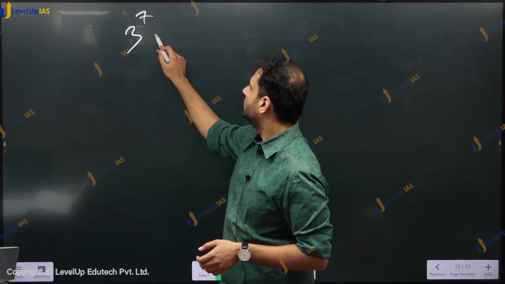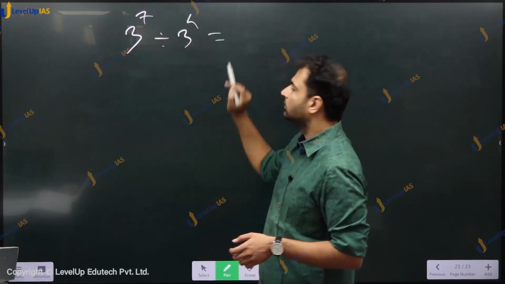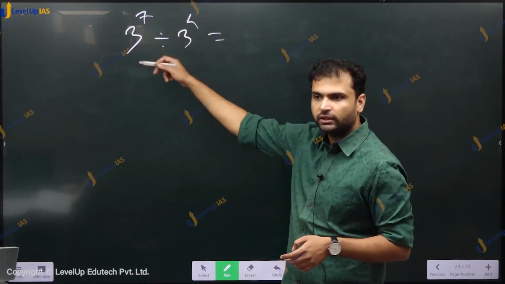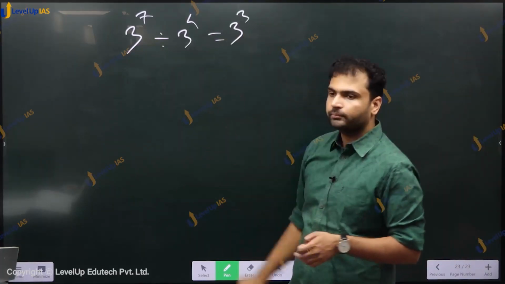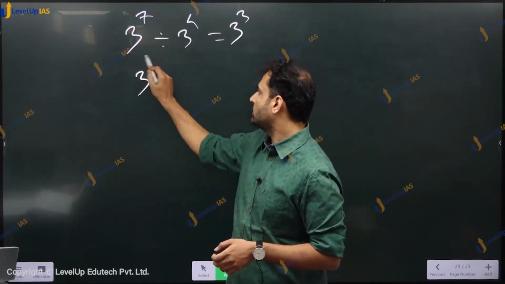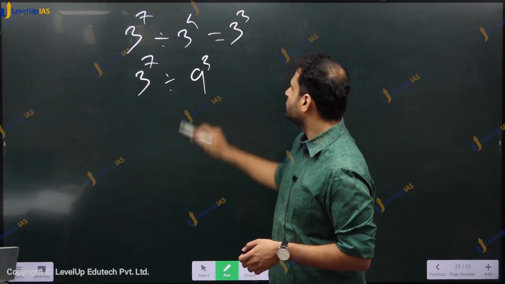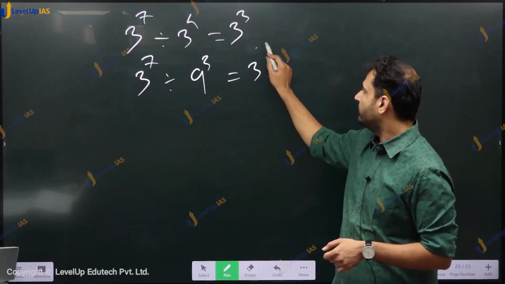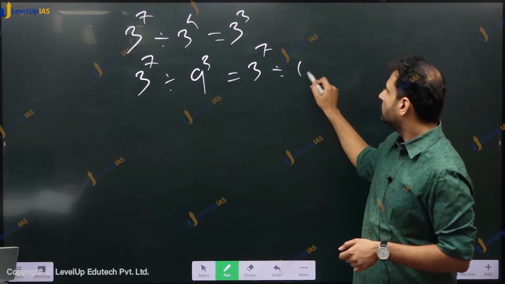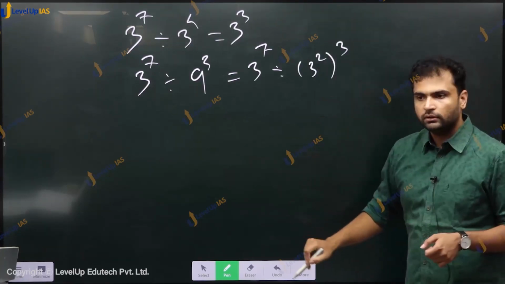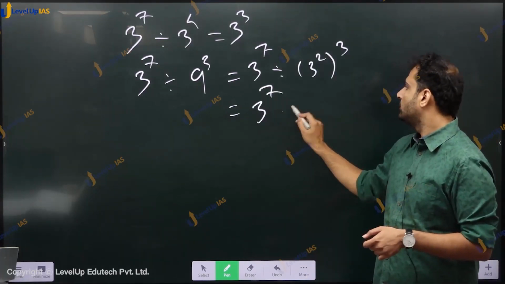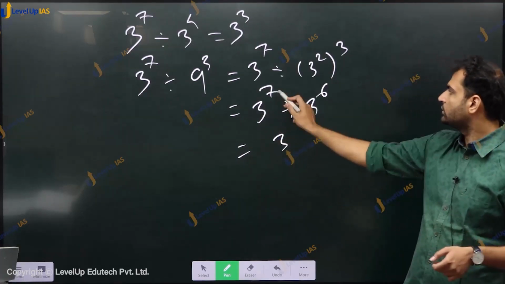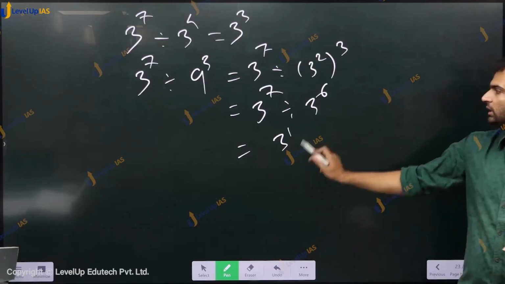3 raised to 7 divided by 3 raised to 4. डिवीजन में सब्ट्रैक्शन हो जाता है. 3 raised to 3. Now 3 raised to 7 divided by 9 raised to 3. 9 is nothing but 3 square. 3 raised to 7 divided by 3 raised to 2 into 3, 6. So it is 3 raised to 6 minus 1, 1. Is nothing but 3.